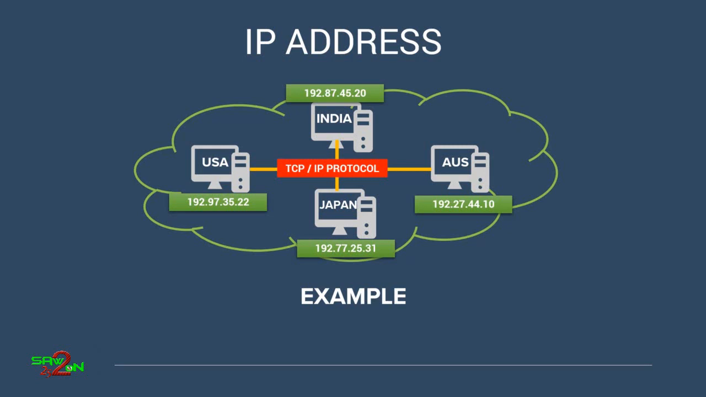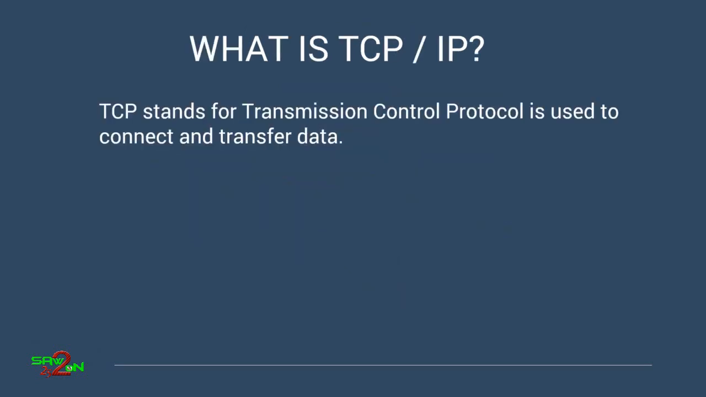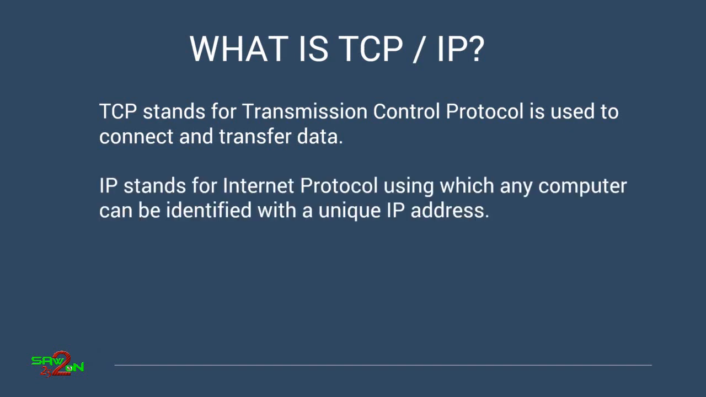So now that you know what an IP address is and how it looks, let's do a quick recap of what TCP/IP is. TCP stands for Transmission Control Protocol and is used to connect and transfer data. Remember this definition of TCP/IP. The purpose of TCP/IP is basically to connect and transfer data. To connect, it has to find out the IP address first. So in order for TCP/IP to work, it should know the IP address. And IP stands for Internet Protocol, using which any computer can be identified with a unique IP address.